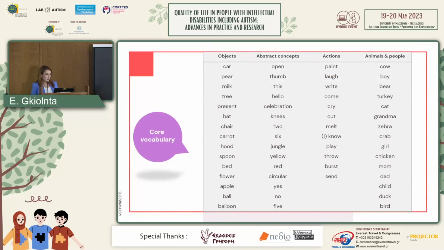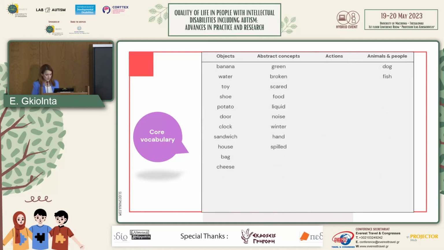And finally, we managed to compile a core vocabulary for children with autism. Here you can see the words. I translated them from Greek to the English language. The original is in Greek. In the objects you can see car, pear, milk, tree, and other words. In abstract concepts there are colors, numbers, places, and abstract means. And in actions there are verbs, and animals and people include what the category says for itself. Here are the other words.